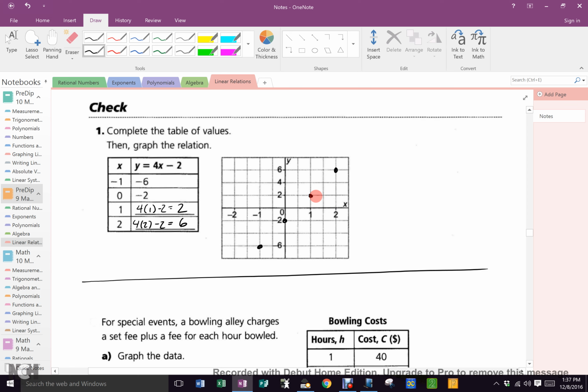Math or real life? Math. Discrete or continuous? Line or dots? Line. Why? Any number can be multiplied by 4 and have 2 subtracted from it and still get a value. Okay. Whew. That makes a guy happy.